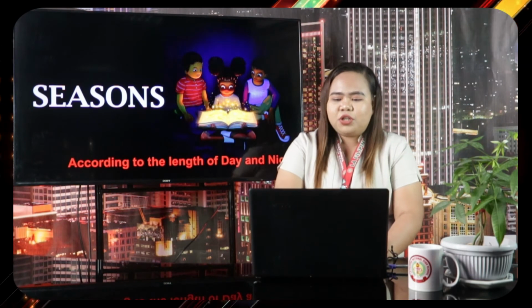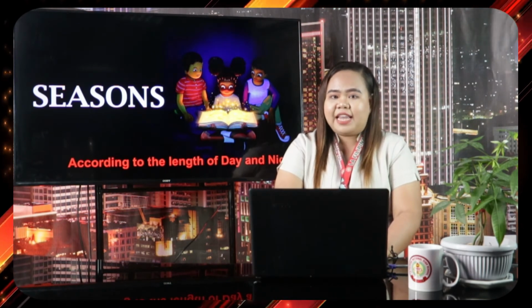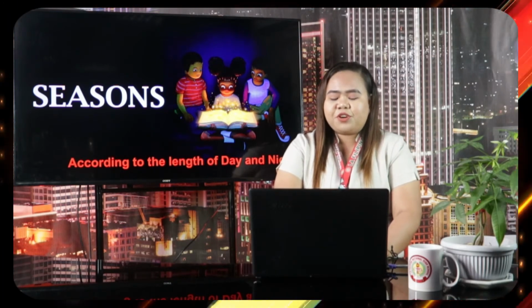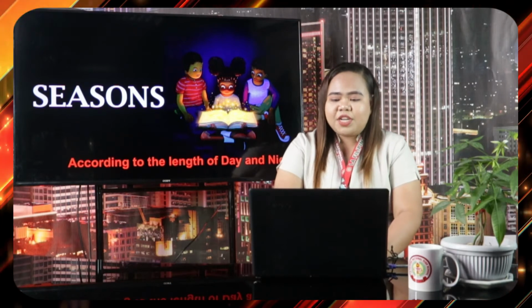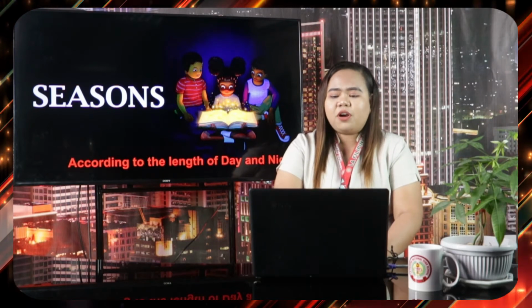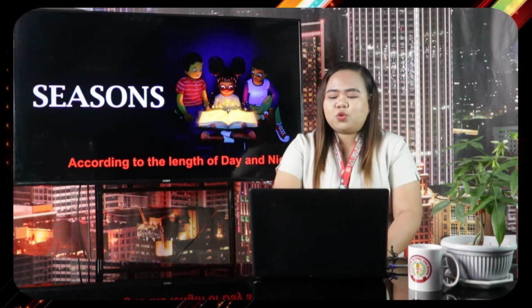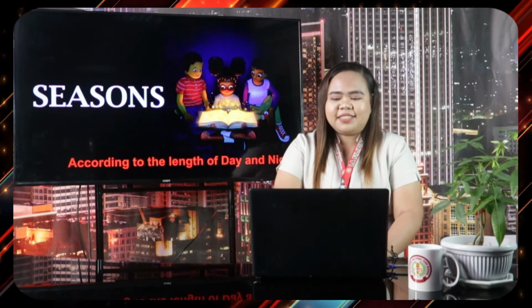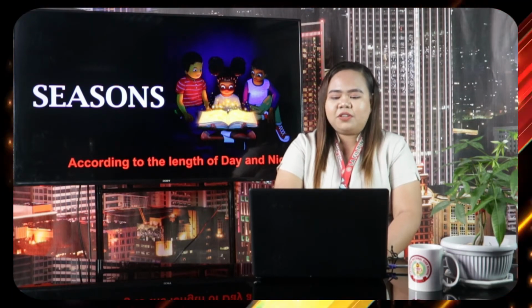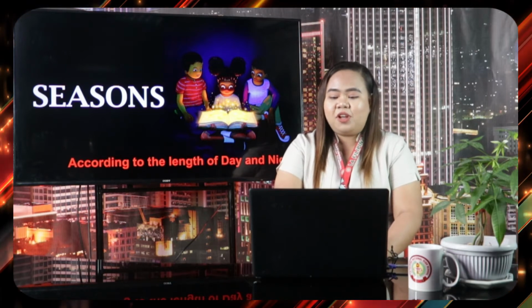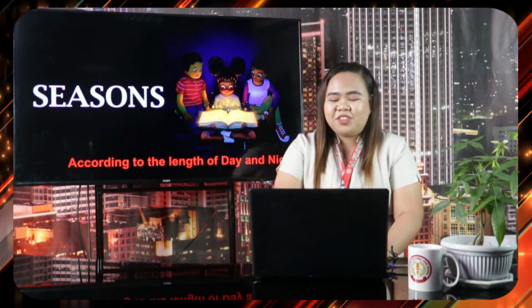Now, let's move on to seasons according to the length of day and night. The rotation of the Earth on its own axis is the primary reason for having day and night. It takes 24 hours to rotate exactly once. Although a solar day is 24 hours, not every day has 12 hours of daylight and 12 hours of night. In some places of the world, daytime is longer than night in summer. This reverses in winter, making nighttime longer than daytime. This phenomenon is what you call solstice.